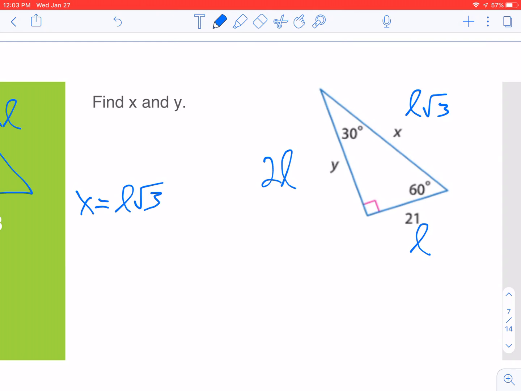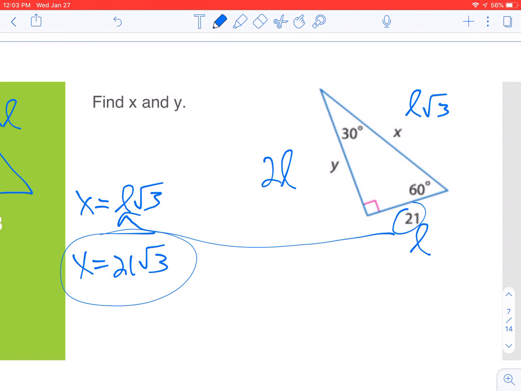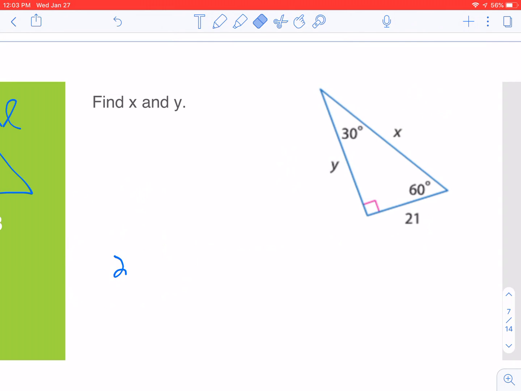Let's look in our picture. What's L? L is 21. So I take the 21 and put it in there. X will equal 21. Oh man, I messed up. Hold everything. Start over.